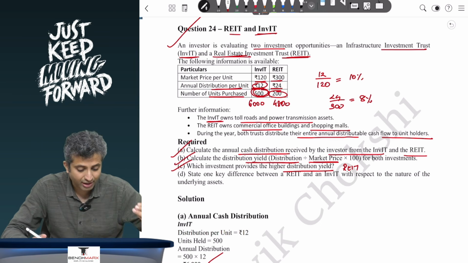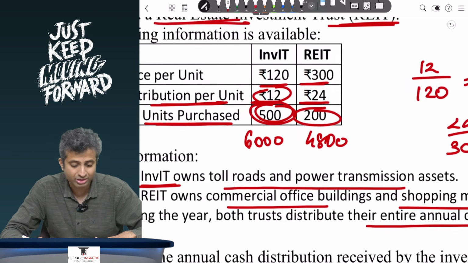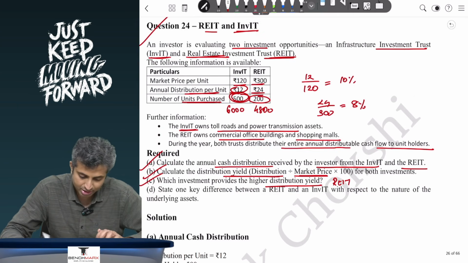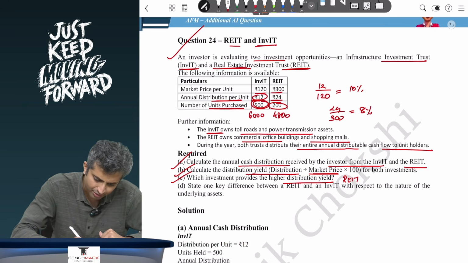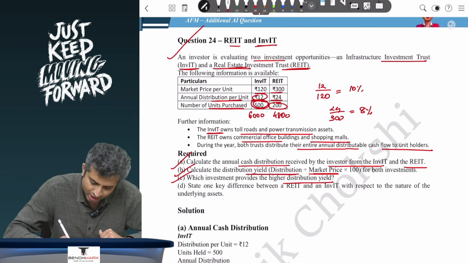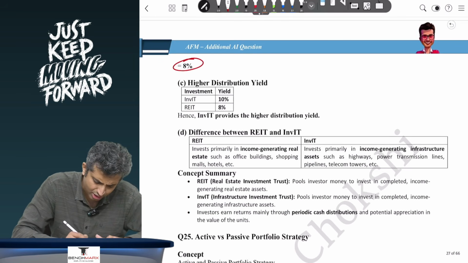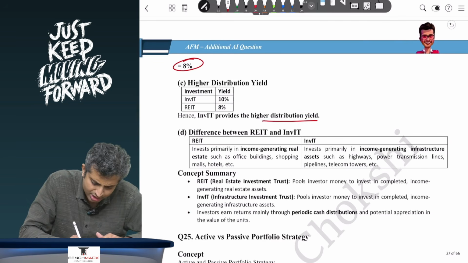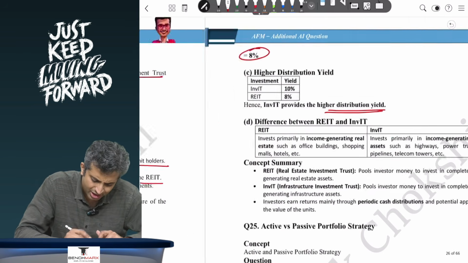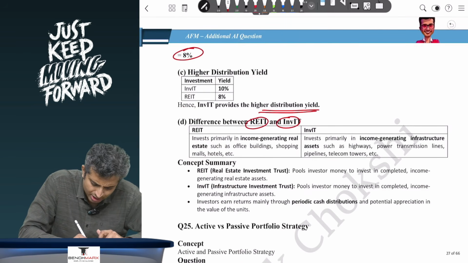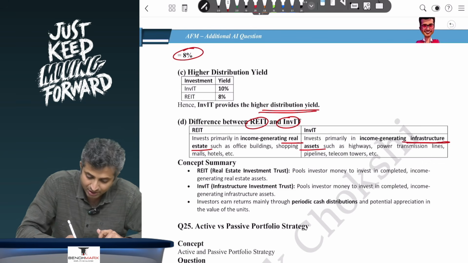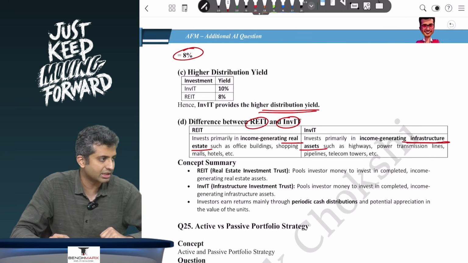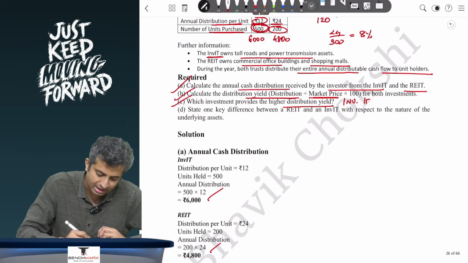Again, if the unit value also appreciates, this 120 goes up or this 300 goes up, that will be considered. So, hold on, InvIT, not REIT, the first one is InvIT, my bad. So InvIT, or infrastructure investment trust, provides a higher distribution yield of 10%. And the difference between the two is that you have income generating real estate as the underlying, whereas here you have an infrastructure asset. Again, an income generating infrastructure asset like toll roads, transmission lines as the underlying.